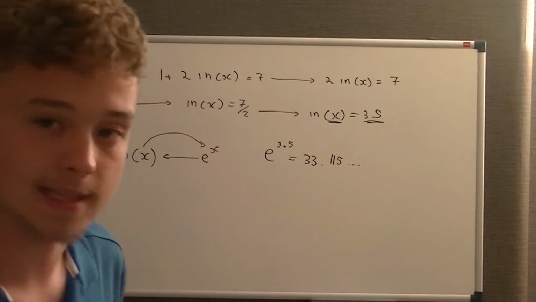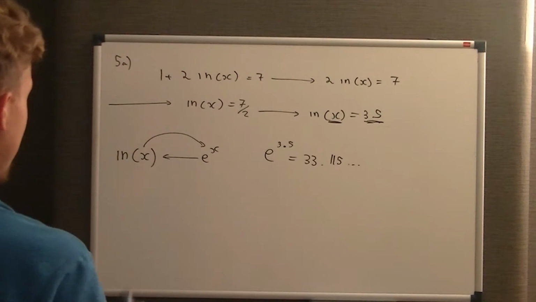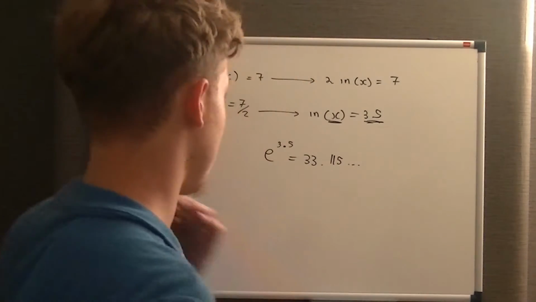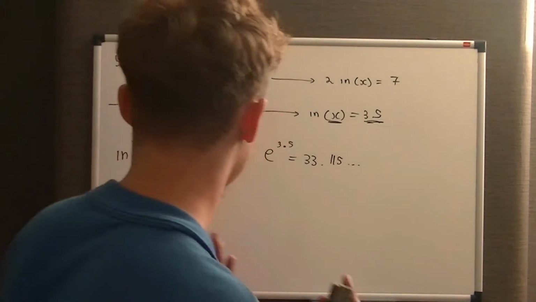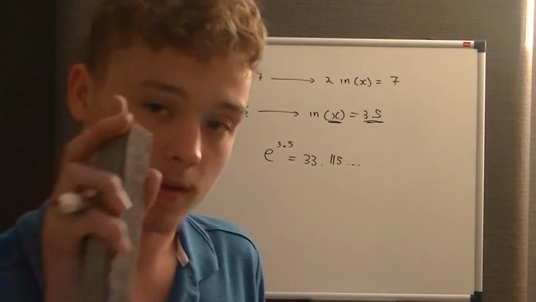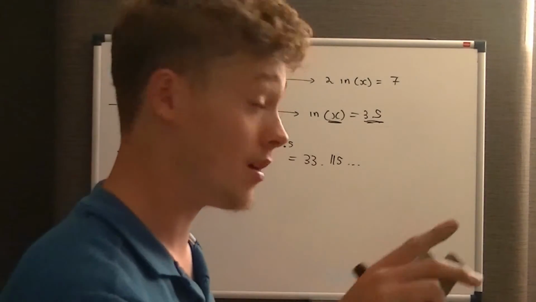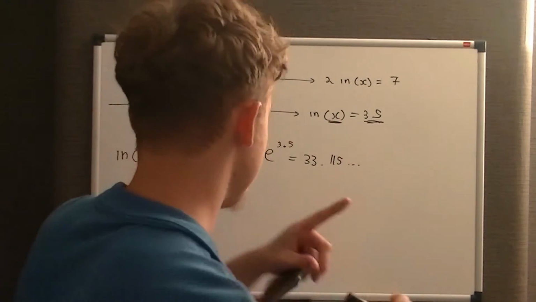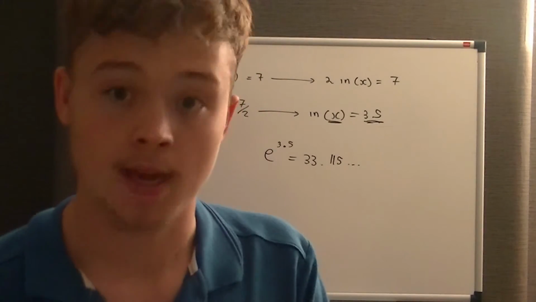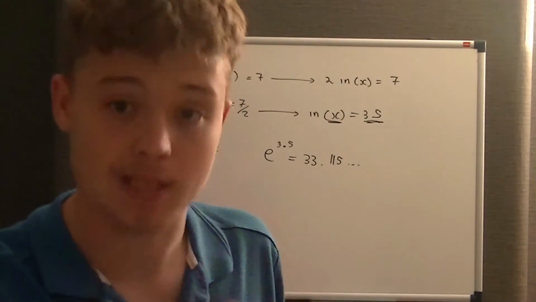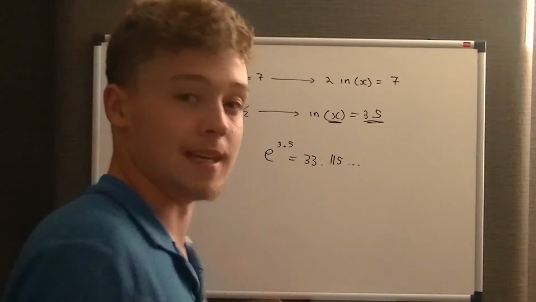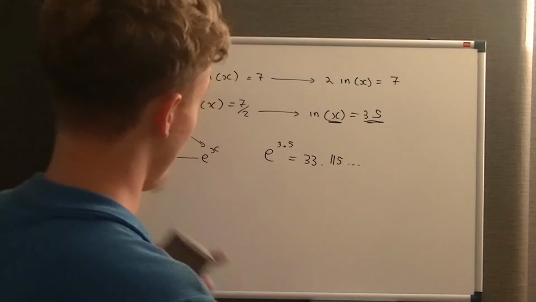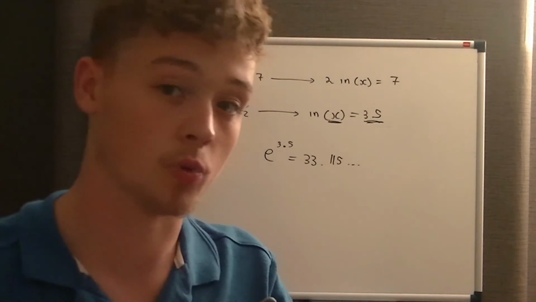So I'll just go over that again in case you didn't get that. What we had was 1 plus 2 ln x equals 7. We cancel that down to get ln x equals 3.5, and then we knew that the x in the brackets of ln is what e to the power of 3.5 equals, hence 3.5 must be the power of e in e to the power of x. So that x in ln of x must be equal to e to the power of 3.5, and it is, and you can double check that by doing it the other way.